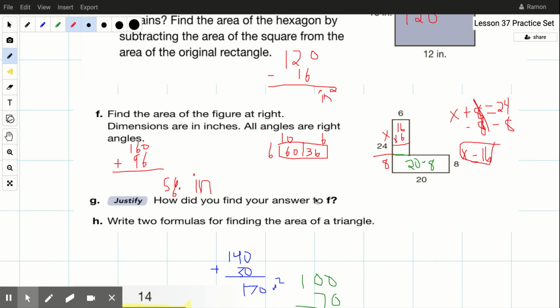For G, how did you find your answer to F? Well, it's pretty simple. You split it up into 2 rectangles, and then find the area of each, and then you add them up. That's all we did. Nothing too crazy. For H, we want to write 2 formulas for finding the area of a triangle.